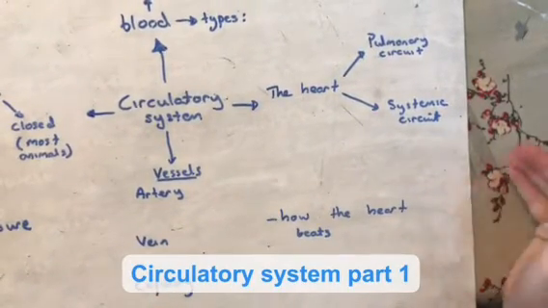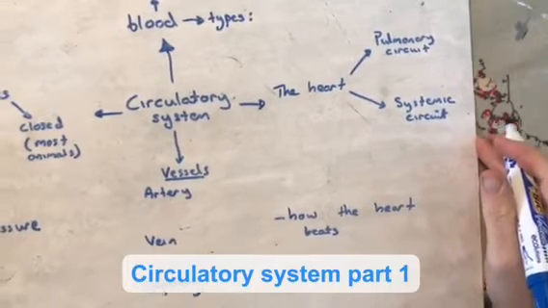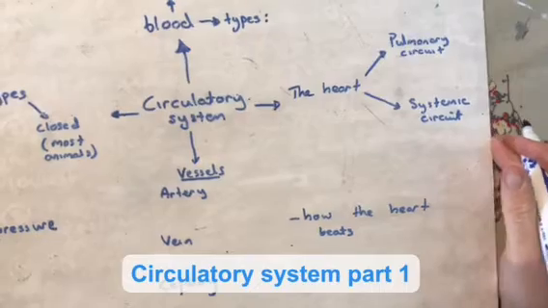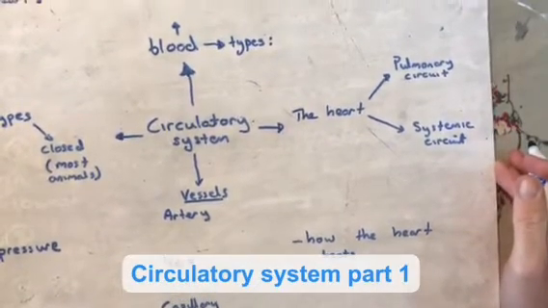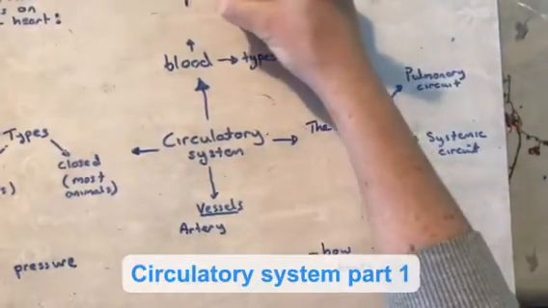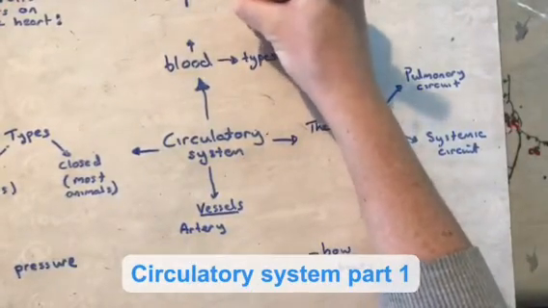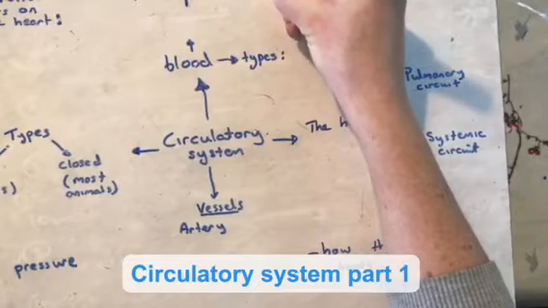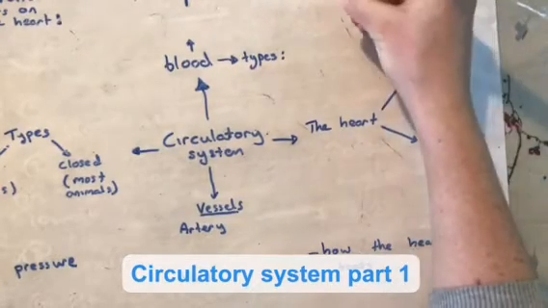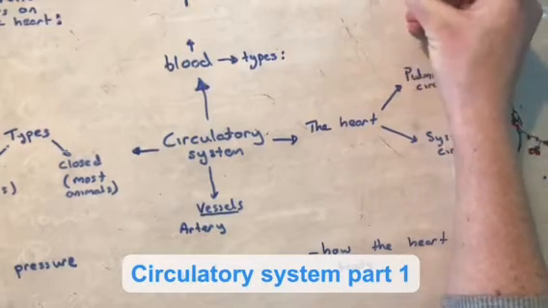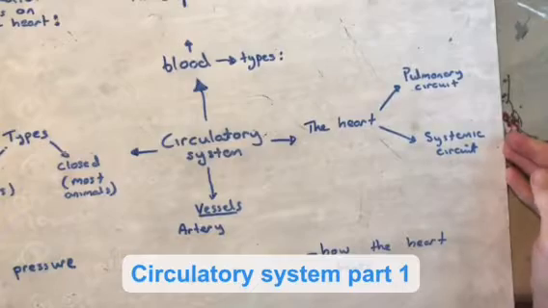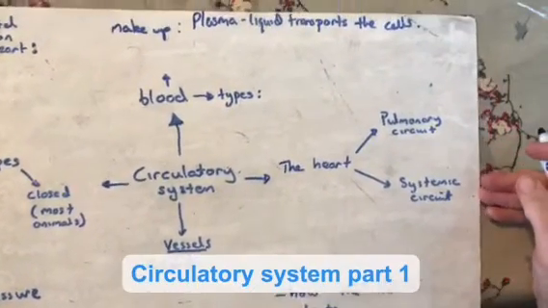Now I know that in your book this is divided into different chapters. But with the blood, there's not a huge amount you need to know. First of all, you need to know about its makeup, the different parts that make it up and their functions. So it's made up of plasma. That's the liquid that transports cells. It also transports glucose and antibodies and other materials too.